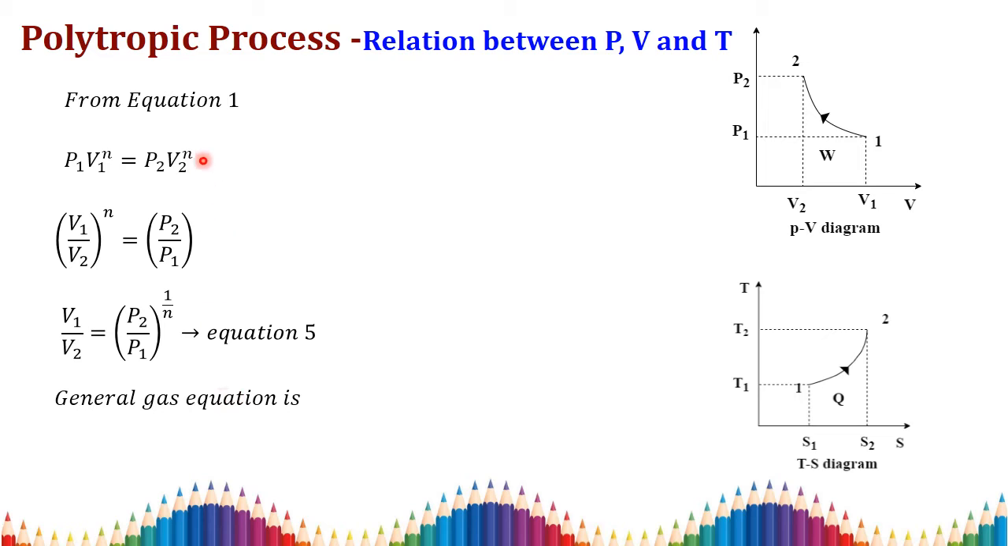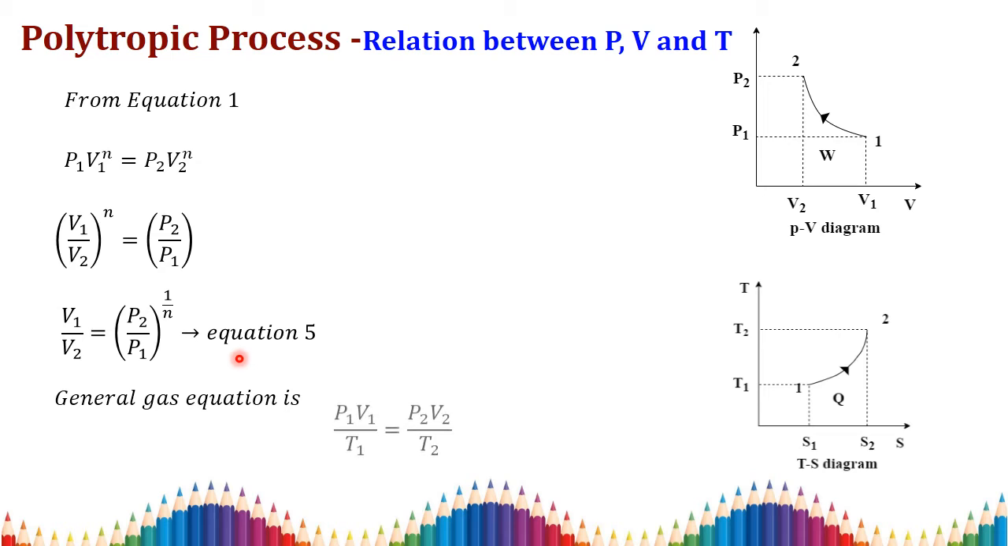So from equation 1, again I am considering equation 1. What is equation 1? Equation 1 is PV to the power n equal to constant. Again I am applying the initial and the final condition. In the previous case I found P1 by P2 from this equation, and in this case I am going to find the ratio of the volume. So V1 by V2 whole to the power of n is equal to P2 by P1. Then shifting the power to this side you will get 1 by n. So V1 by V2 is equal to P2 by P1 whole to the power of 1 by n. Consider this equation as 5.